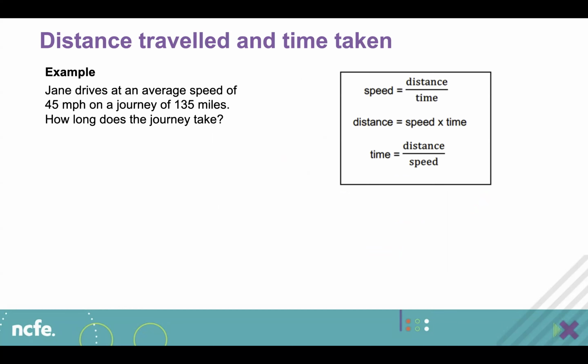So Jane drives at an average speed of 45 miles per hour on a journey of 135 miles. How long does the journey take? So the time is the distance over the speed. So 135 is the distance over 45 mph, which equals, if we do that, 3 hours.